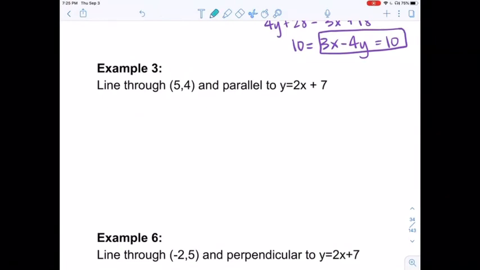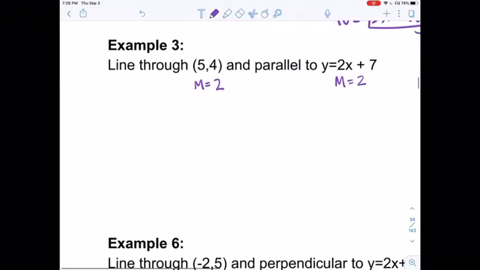So on this example, we are given a point and an equation. In this case, all I need from this equation on the right is the slope. And if I want my new line to be parallel, then I'm going to use the same slope. So I have a point and I have a slope. I'm going to have y minus 4 is equal to m, which is a 2, times x minus x, which is 5.